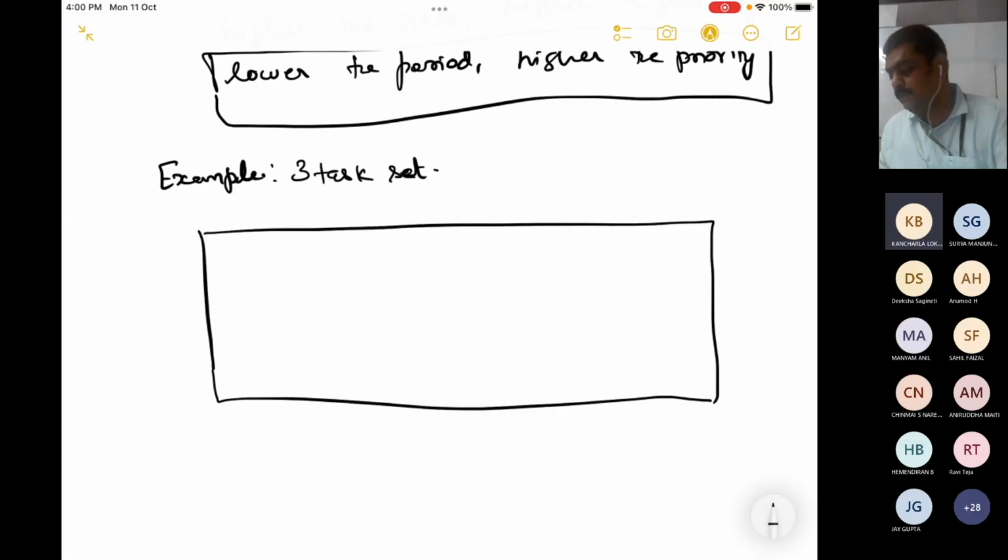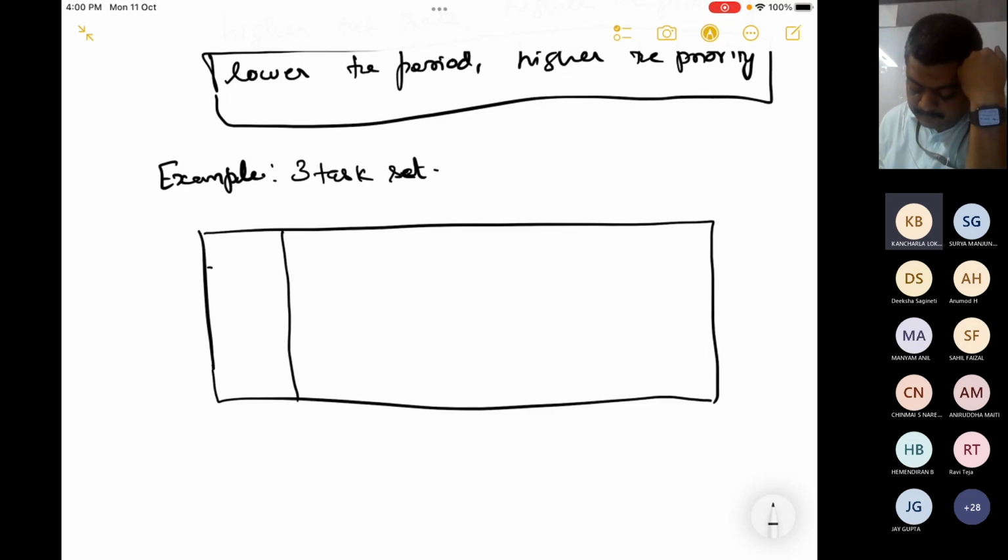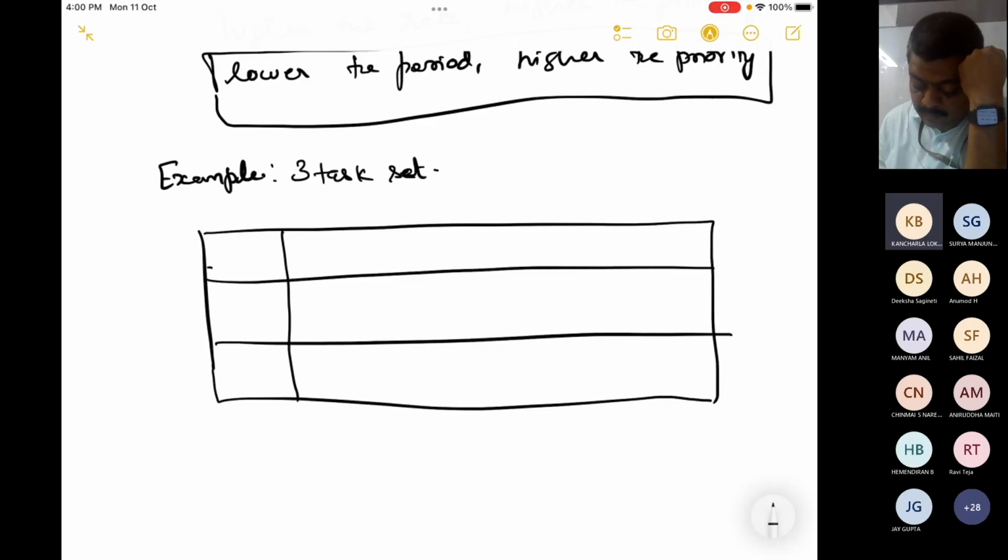Three task set. Okay. So the task set T1, T2, T3. So totally 3 tasks: T1, T2, and T3. So that is the name of the task.